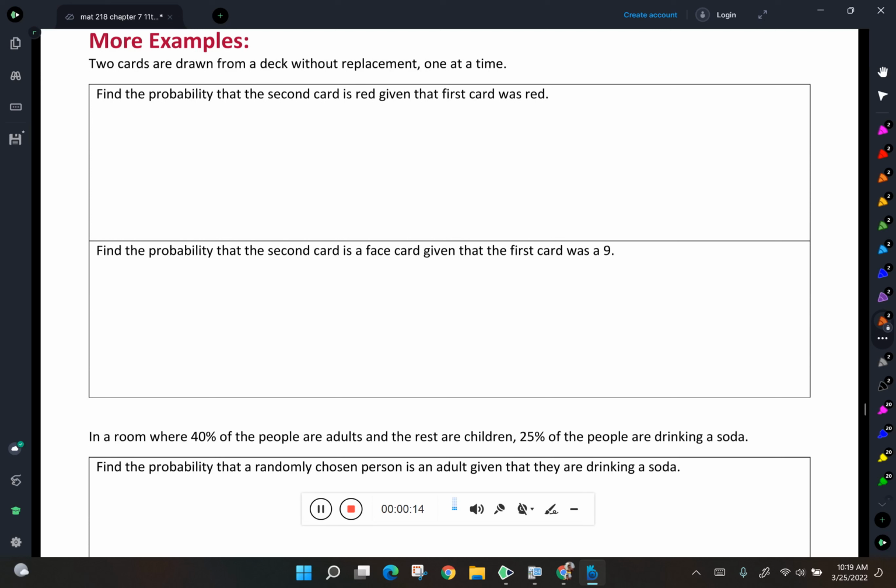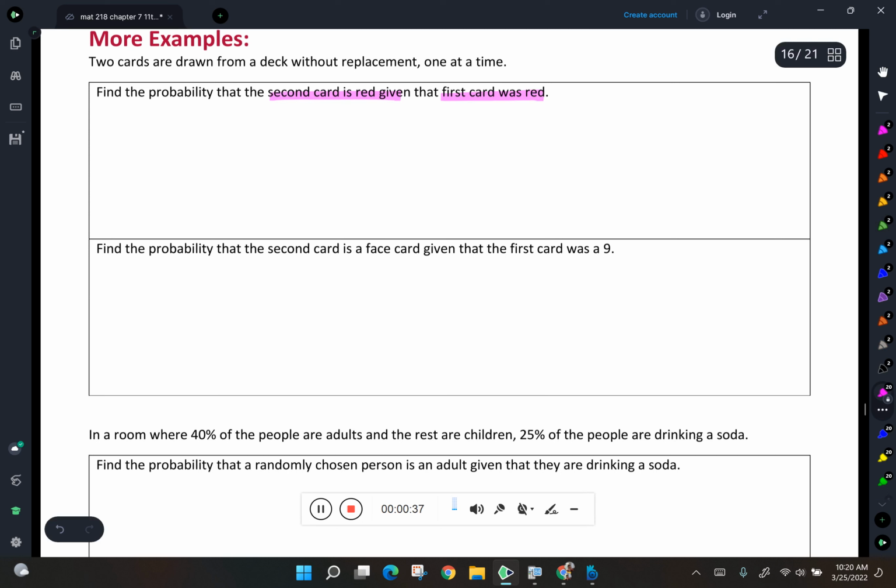First one reads, our experiment is that 2 cards are drawn from a deck without replacement one at a time. Okay, so our experiment is to pick 2 cards from a deck one at a time. Find the probability that the second card is red given that the first card was red. So I'm going to highlight a couple things here. Second card is red, first card was red.